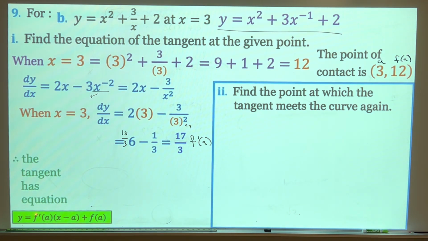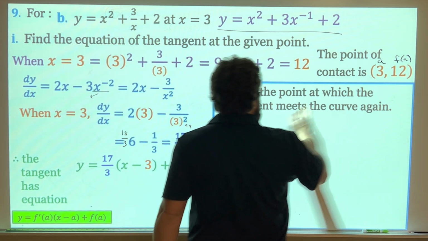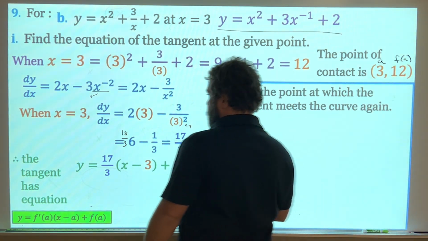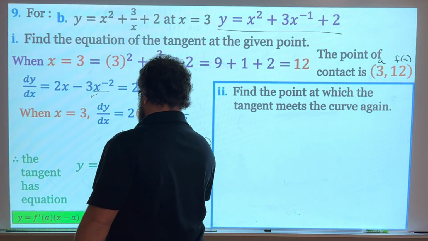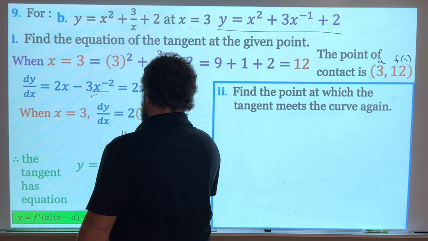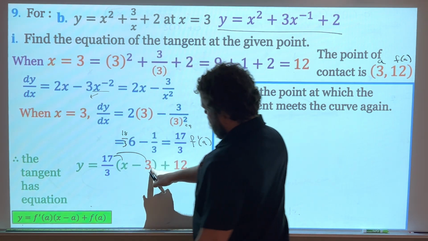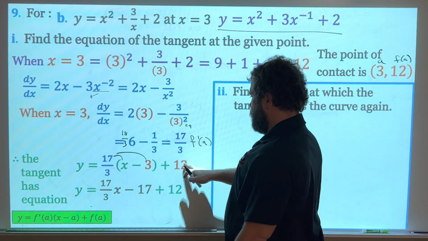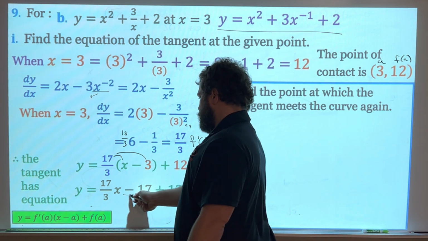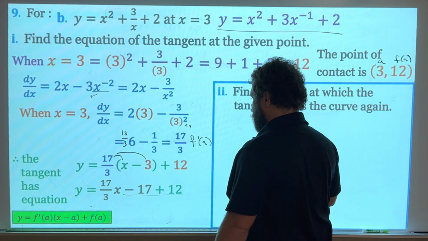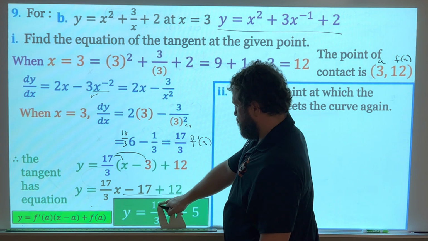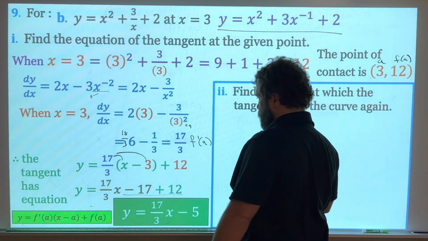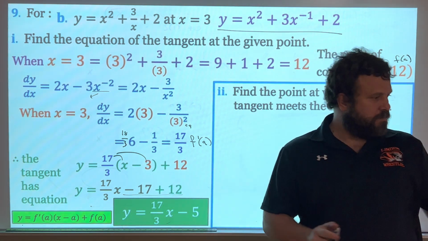Tangent has this equation: 17 over 3 times x minus 3, which is my a, plus 12. Distribute. 17 over 3 x. 17 times 3 is 51 over 3, which is negative 17, plus 12. Negative 17 plus 12 is negative 5. Y equals 17 over 3 x minus 5. Right? Good?